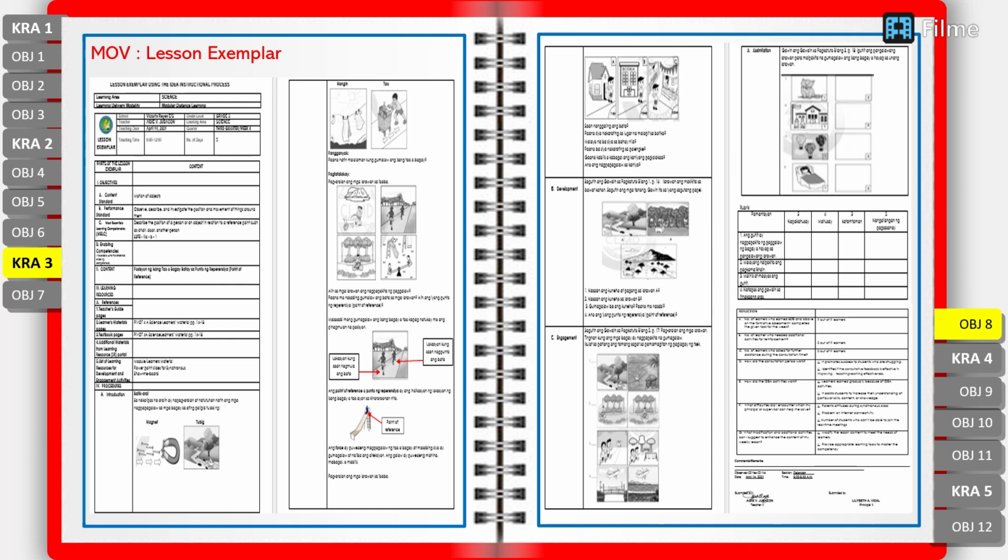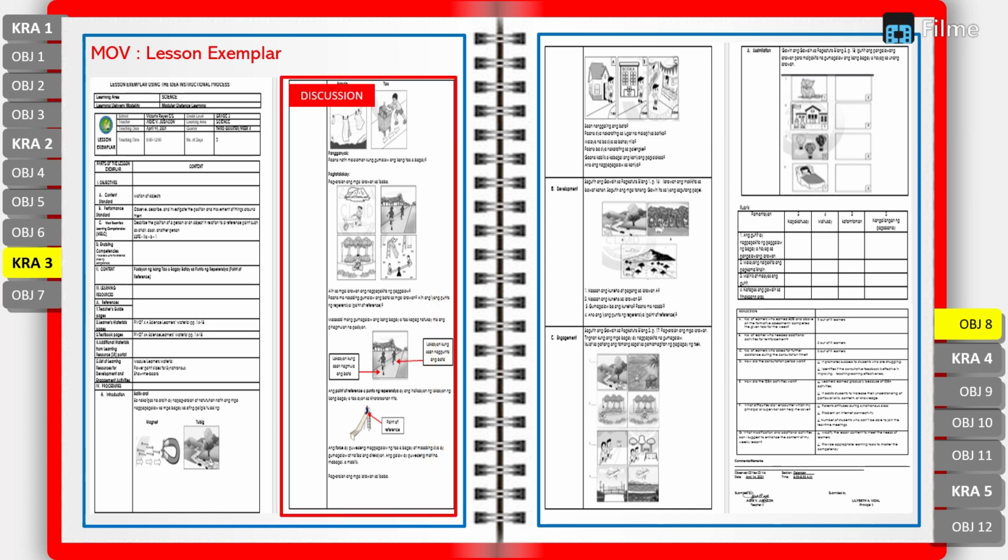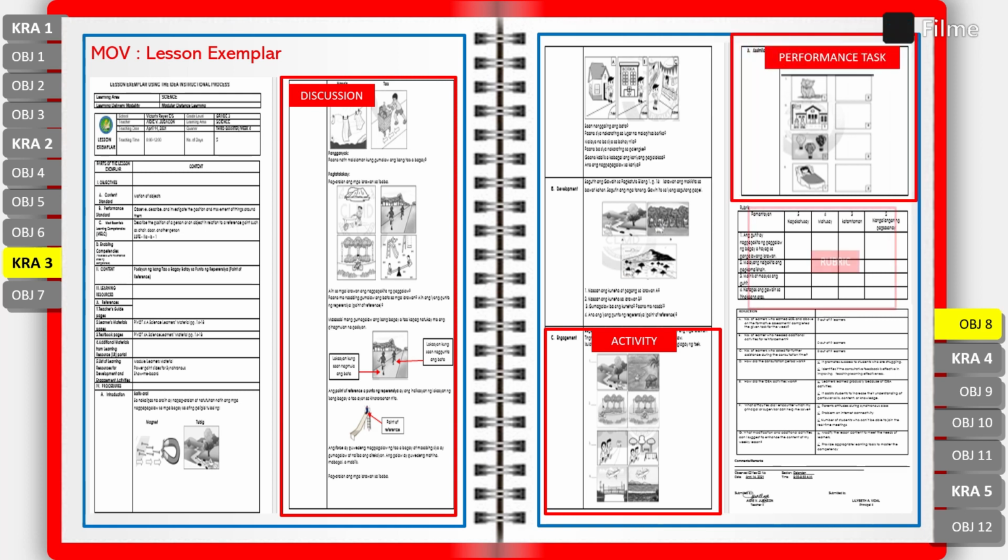Here, I used my lesson exemplar in my class observation 2, which highlights the discussion, activity, performance task, and the appropriate rubric for the performance task given.